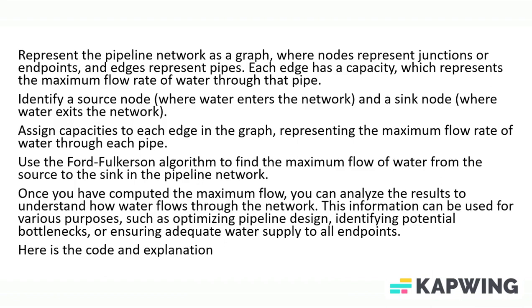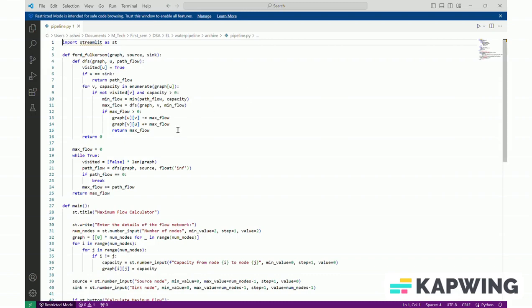Here is the code and explanation. Streamlit, a library for creating interactive web applications. Ford_Fulkerson(graph, source, sink) computes the maximum flow from source to sink in the graph.